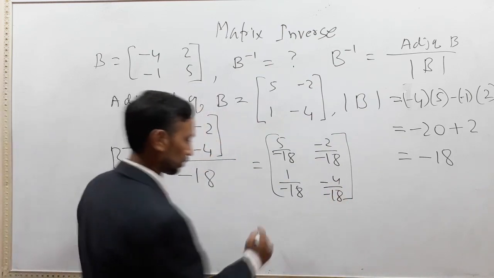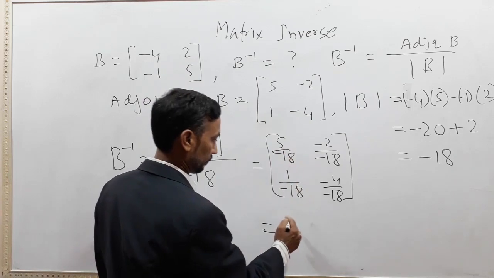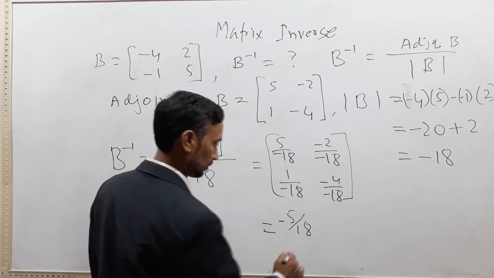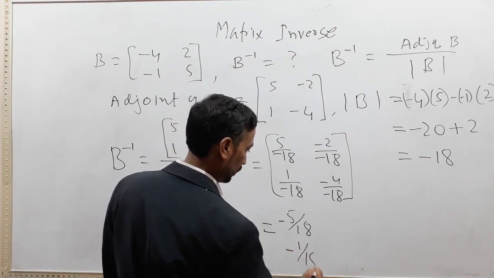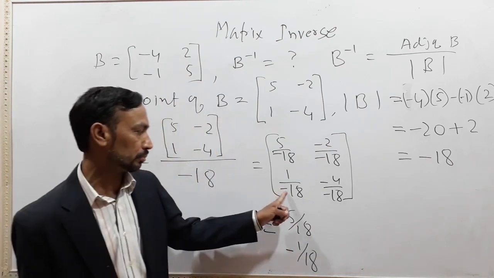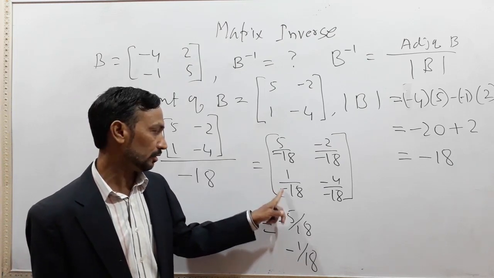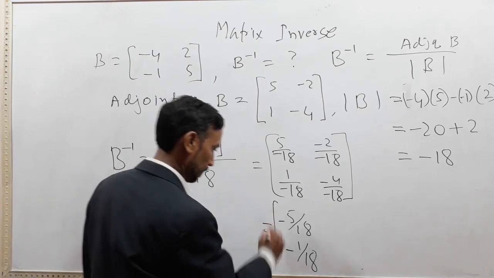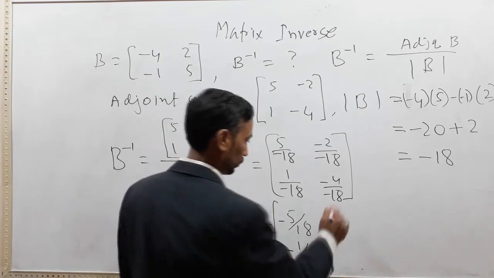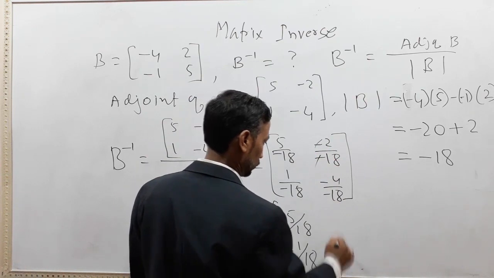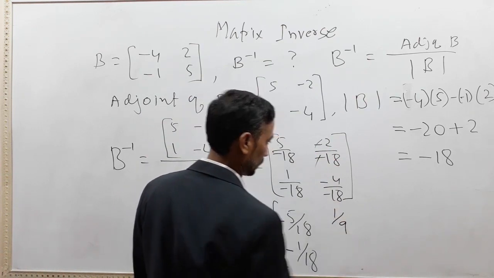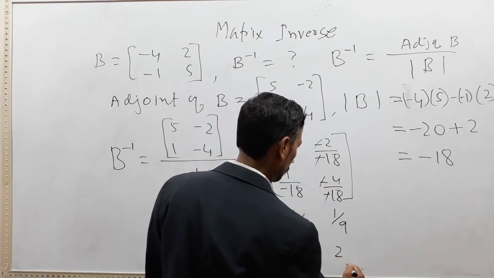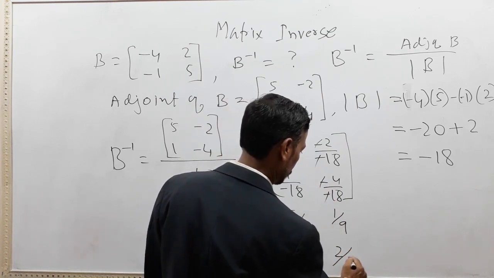So it's simply going to be minus 5 over 18, and minus 1 over 18. Mathematically, you can write this minus either here or just here, there is no problem. And this one, the minus cancels, so it's going to be 1 over 9. And this is going to be 2 over 9.